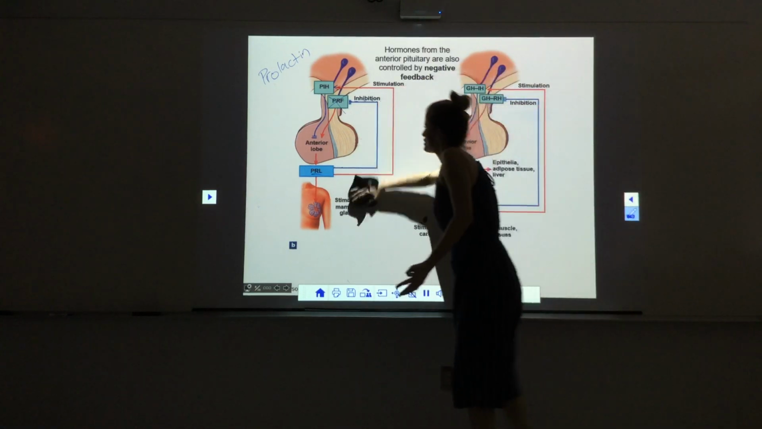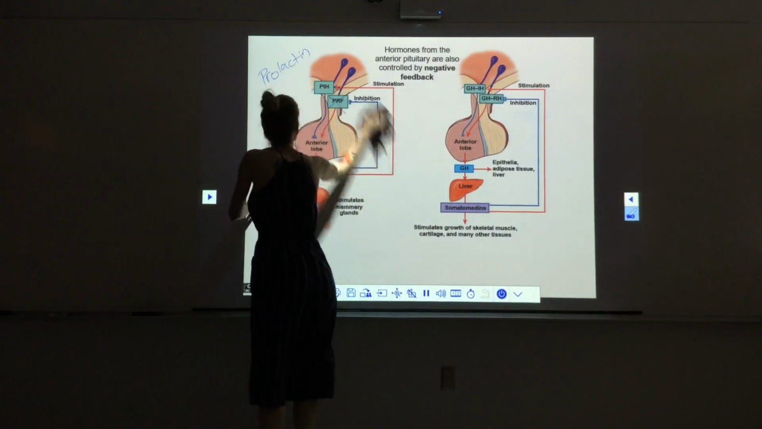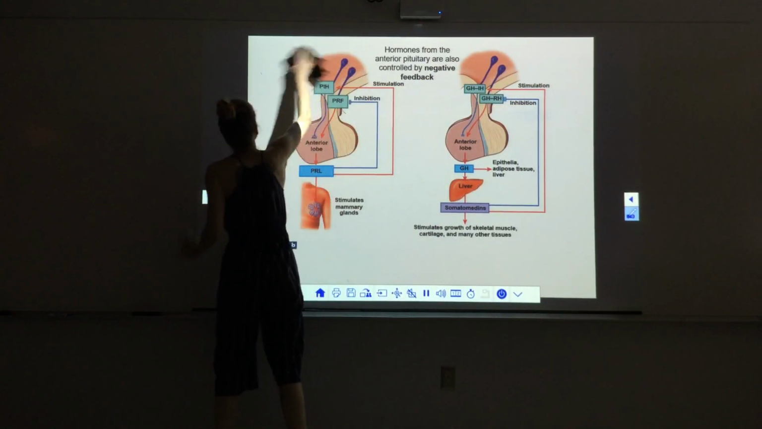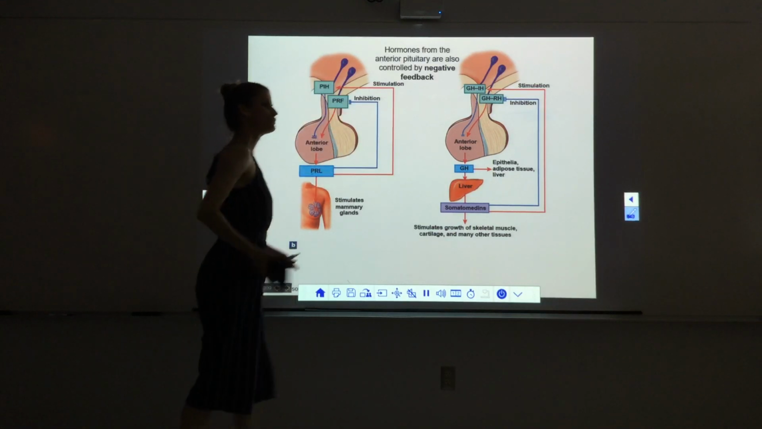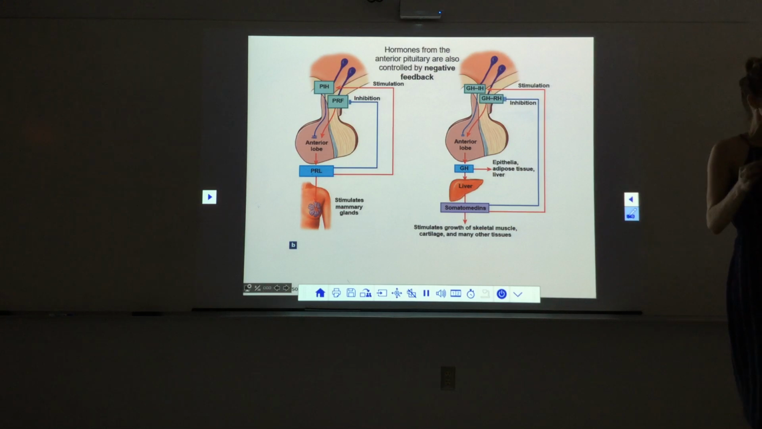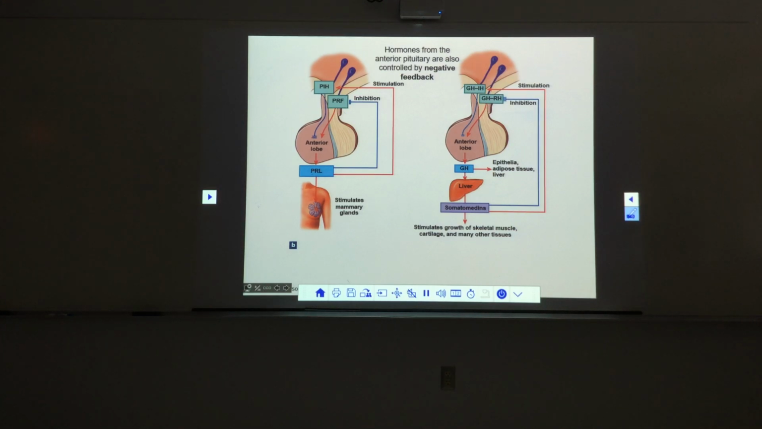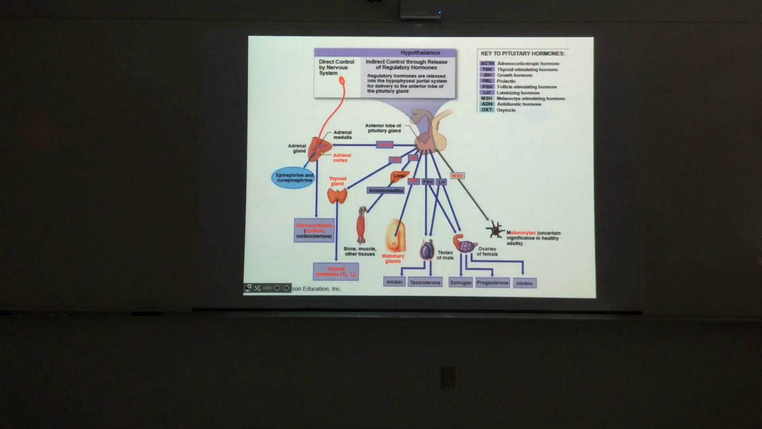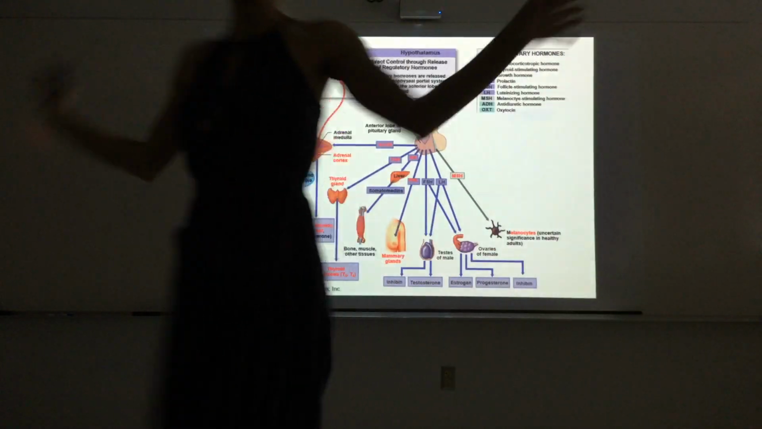Releasing hormones and inhibiting hormones go from the hypothalamus to the anterior pituitary. How do they get there? The portal system, the hypophyseal portal system. And then they either turn the pituitary on or turn the pituitary gland off. Now this is a plethora of info.